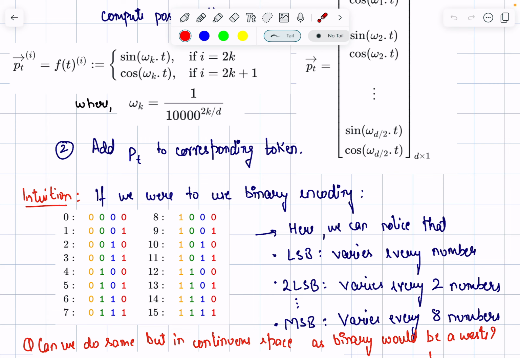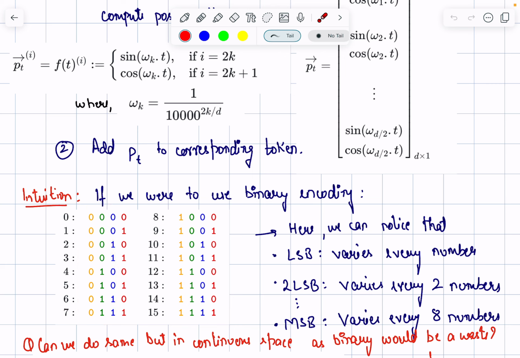Now let's make some observations here. The last bit, which is the least significant bit, varies every other number. That means 0, 1, 0, 1, 0, 1 and so on, right? You might have noticed it in any preliminary class on computer science. The second bit varies twice as slowly, that means it goes 0, 0, 1, 1, 0, 0, 1, 1 and so on. Similarly, the most significant bit varies with a period of 8. That means first you get 8 zeros, then you get 8 ones, right?